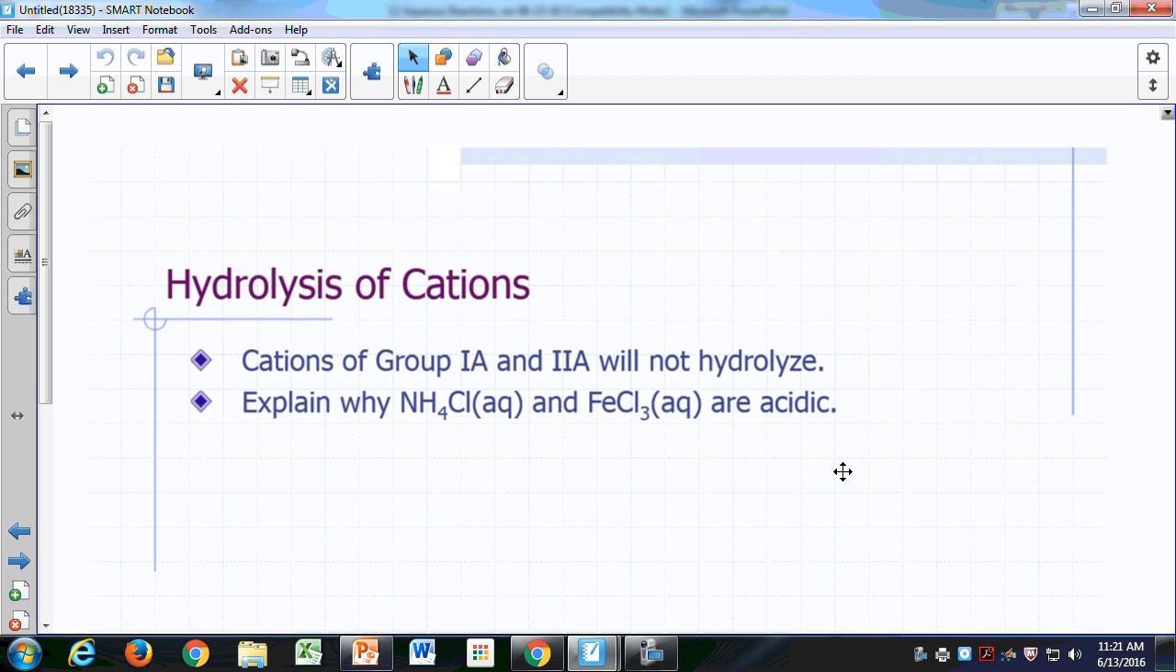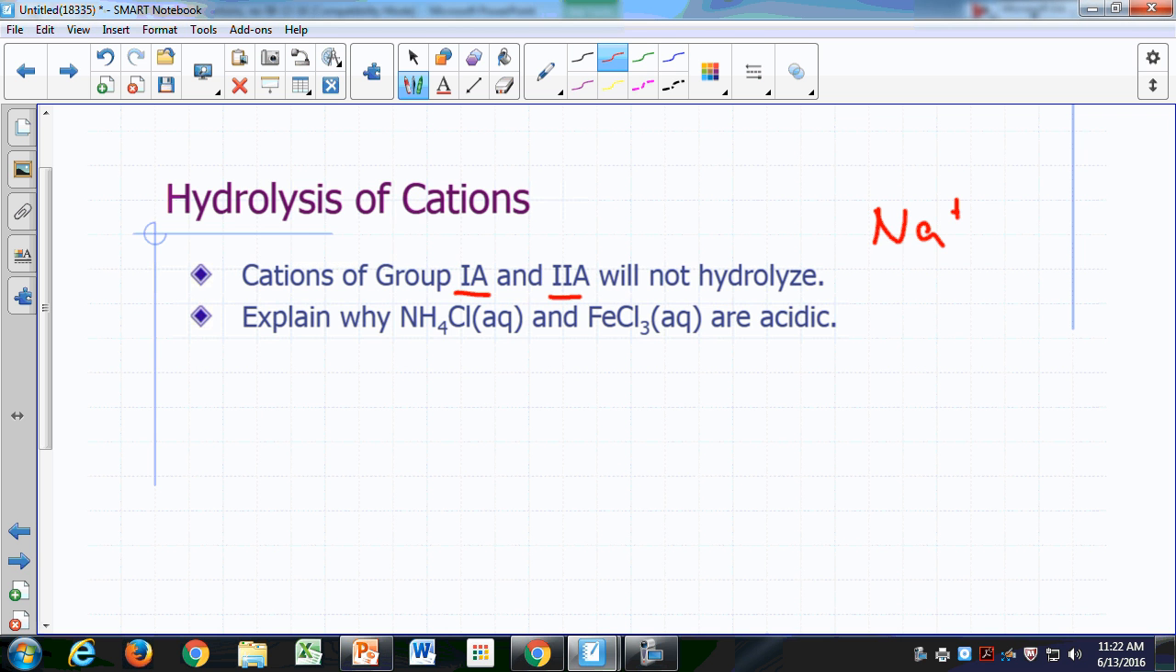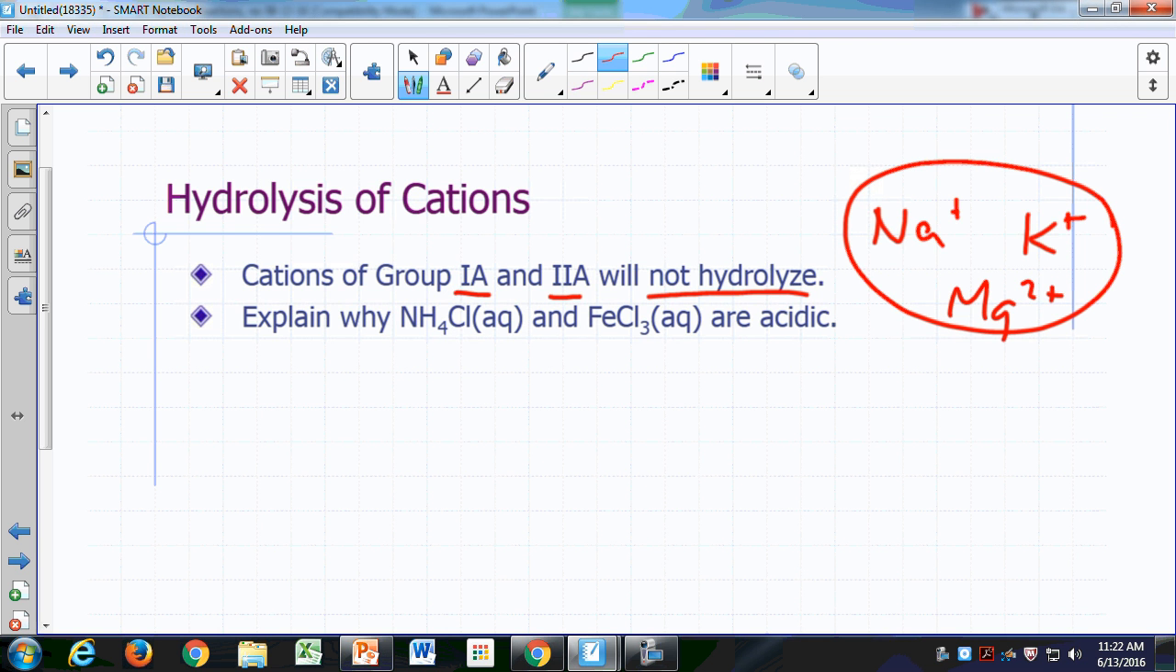So we can predict if a salt solution could be acidic by looking at the cation of the salt. In general, you'll find that cations that belong to group 1A or 2A, so that would be the most common ones you'll encounter, sodium, which belongs to group 1A, potassium, group 1A, magnesium, group 2A, those are the columns in your periodic table, will not hydrolyze, so you can't expect these ions to give you an acidic solution.